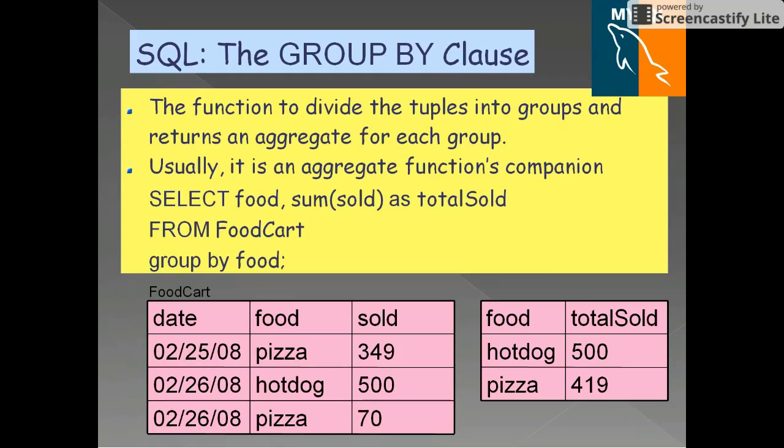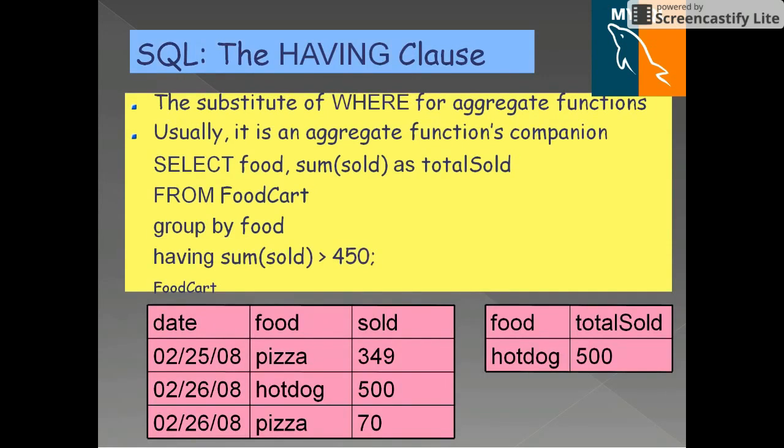GROUP BY food. GROUP BY food means it will group it based on food. It would not print date. It would only print the food and total sold. So this is a way to write. The addition of pizza sold on 25th February is 349, and plus 70 on 26th February, the sum is 419. It will do the operation. So it is a very useful thing, the GROUP BY. We can create complex solutions based on that query.